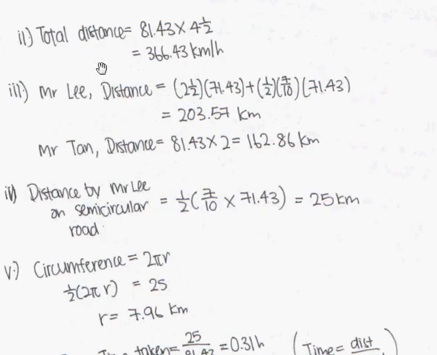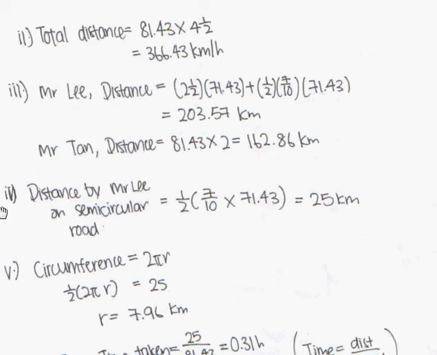So for part 2, you want to find the total distance. So you just use 81.43 kilometers per hour times 4.5. This 4.5 will be the time taken for Mr. Tan to travel from town B to town A, since he reaches at 1:30 PM and he starts at 9 AM. So the total distance will be 366.43 kilometers. So for Mr. Lee, the distance equals 2.5 times 71.43 plus half times this, which will be 203.57 kilometers. So for Mr. Tan, the distance will be 81.43 times 2, which is 162.86 kilometers.